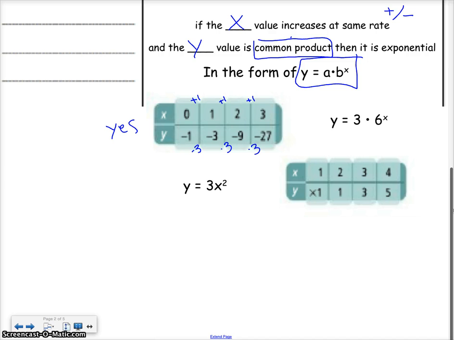The next one, y equals 3 times 6 to the x. So until you memorize this, which you will, you can just look at the general form. It should look like this. Do I have something times something with x as the exponent? Yep, I sure do. So this is an exponential function.